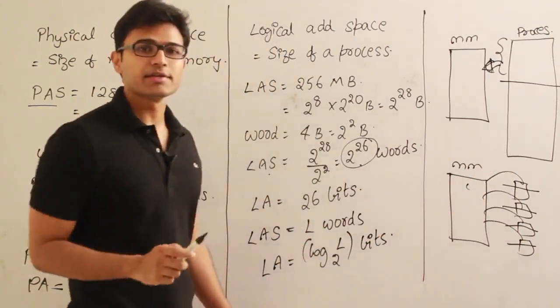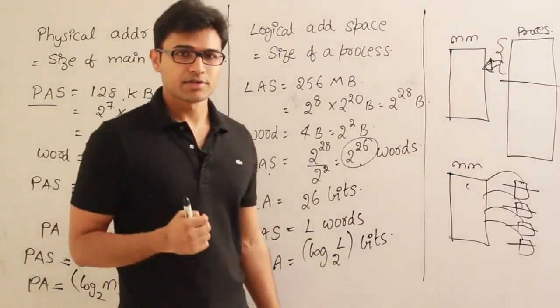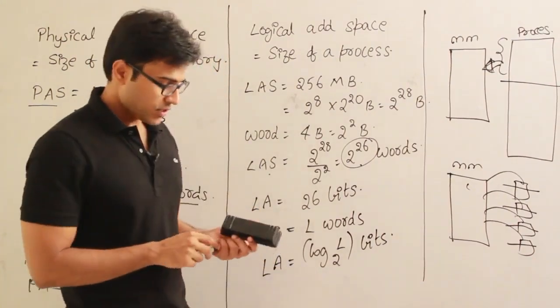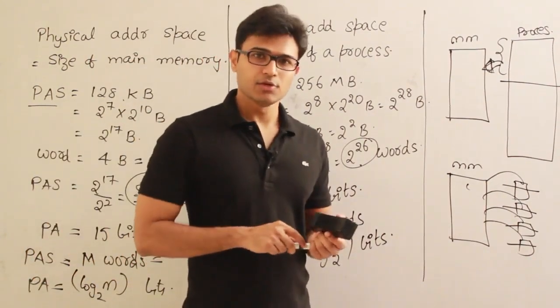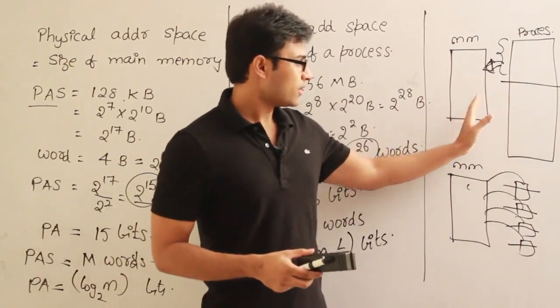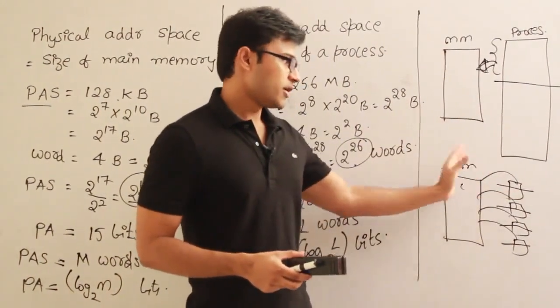Then what is the advantage? We can increase the CPU utilization by increasing the degree of multi-programming. Got it? So the virtual memory concept can be used either when the process size is bigger than the main memory or when the process size is smaller than the main memory.